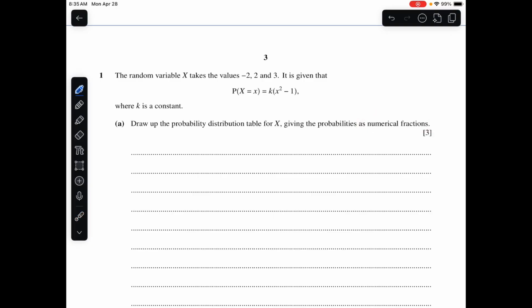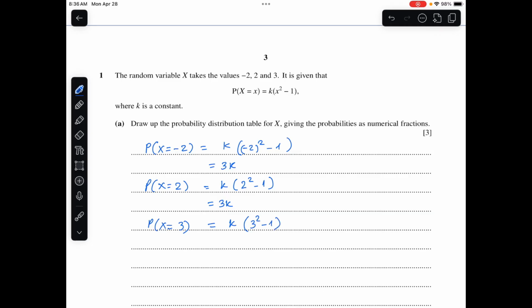So now we know that x can take the values -2, 2 and 3. If x is equal to -2, the probability of x equal to -2 is k times -2 squared minus 1, so it's 4 minus 1, which is 3k. The probability of x equal to 2 is the same thing, 2 squared minus 1, 4 minus 1, which is 3k. And the probability of x equal to 3 is k times 3 squared minus 1, which is 9 minus 1, 8k.